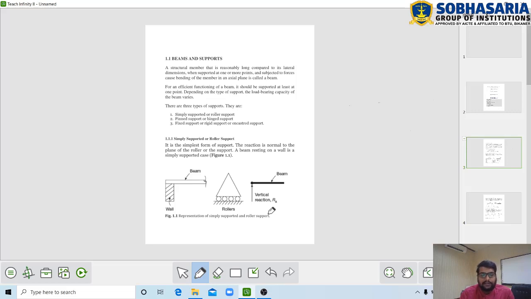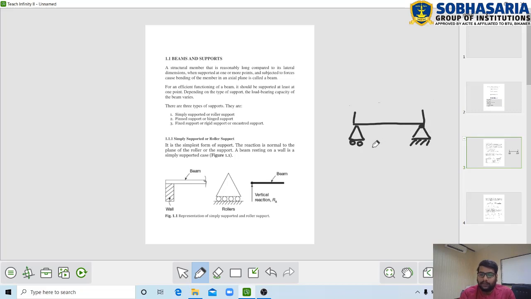First, we will see what a simple support is. It is the simplest form of support. The reaction is normal to the plane of the roller or the support. A beam resting on a wall is a simply supported case. So, when we say the beam is simply supported, it means one end can have a roller support, and the other end can be a pinned or hinge support, which is denoted like this.